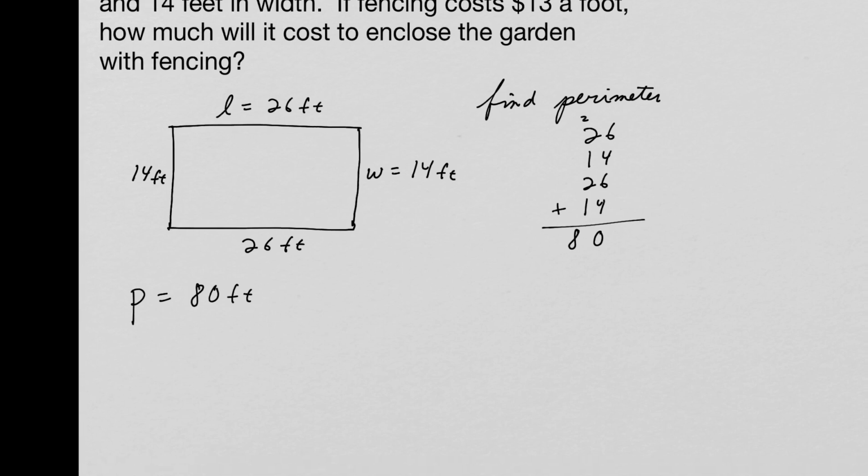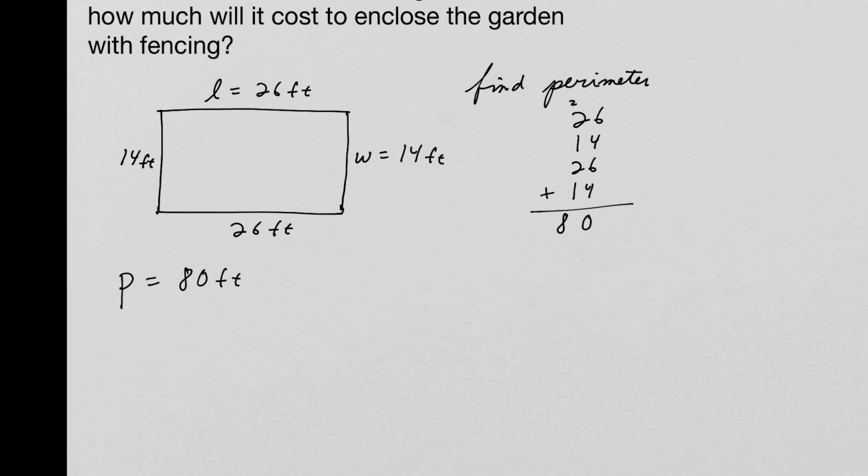So if I multiply, you can see the units here. If I do $13 per 1 foot, and I multiply by 80 feet, the units of feet will cancel, right? Feet over feet cancels, and I end up with dollars, which is exactly what I want.